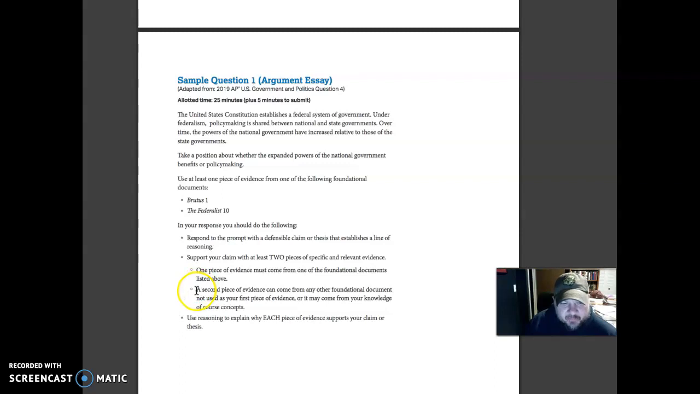Okay, so you have that second piece of evidence. That's going to be your third point. And then your last 2 points, you have to use reasoning to explain why each piece of evidence supports your claim or thesis. So you have to make that connection.